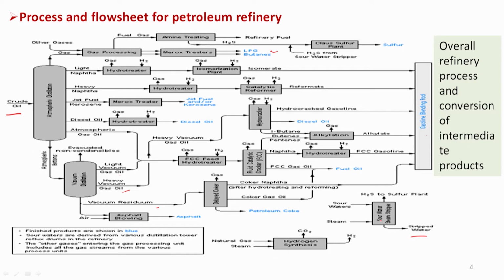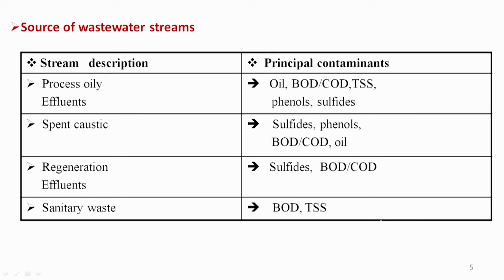Now, in each and every step there is a chance of the production of some wastewater, or a chance of the production of gas streams, that is, the emission of gases due to leaks or any other reason. And if we see the different streams of wastewater generated in this refinery, those can be classified as process oily effluents, spent caustic, regeneration effluents and sanitary waste.